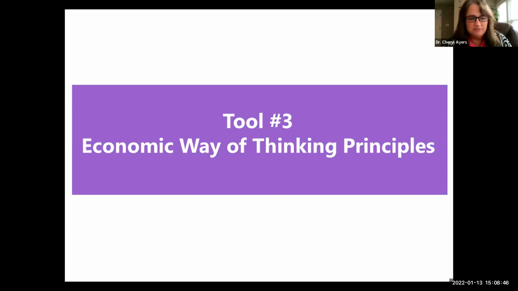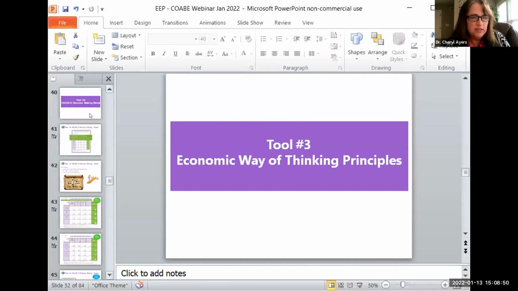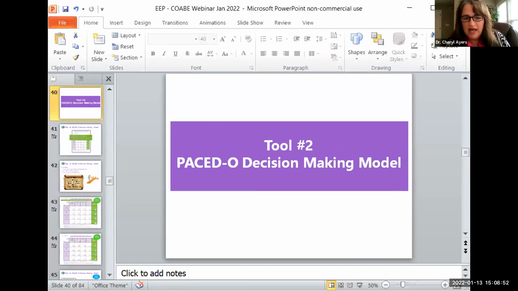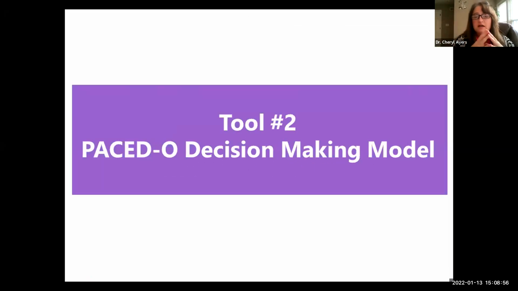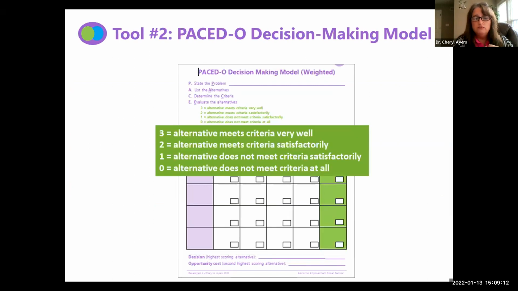Again, my apologies. Let me take us back to tool number two. We left with applications of a cost-benefit analysis. This is your next best friend, the PACE-DO decision-making model. Usually you see it as the acronym PACE, I added the O. You'll see why in a minute. We're going to fly through it. You will have this activity sheet in your Google Drive folder.